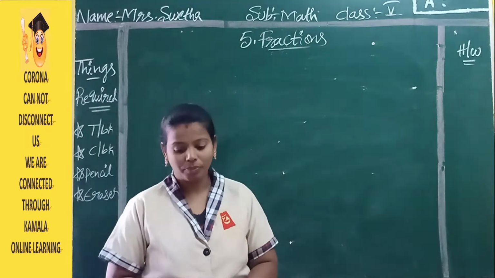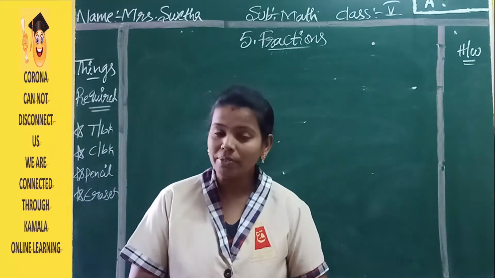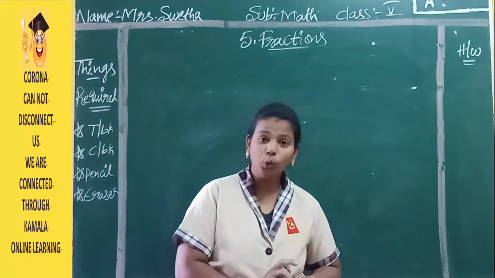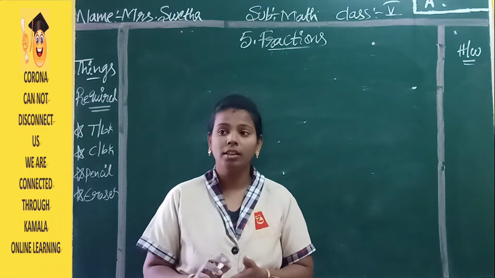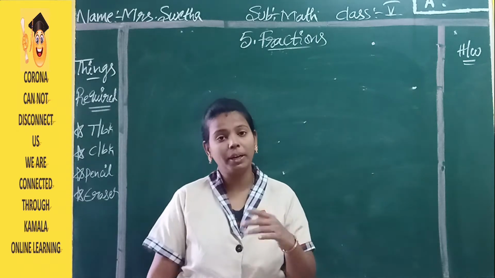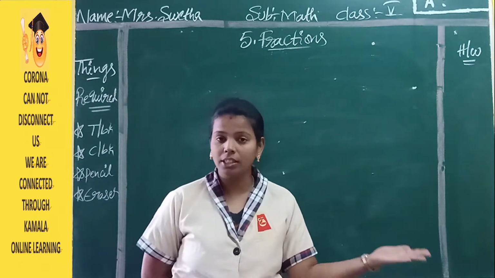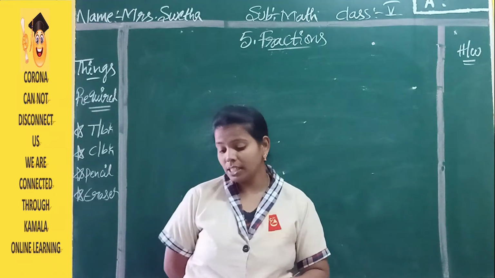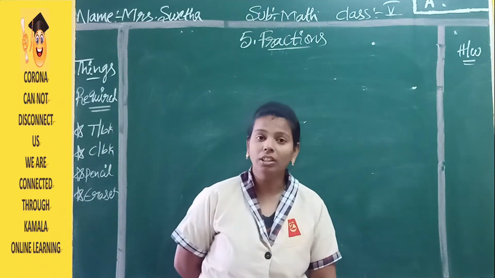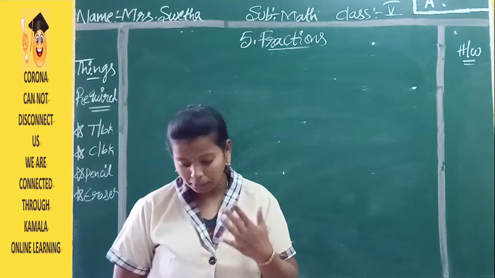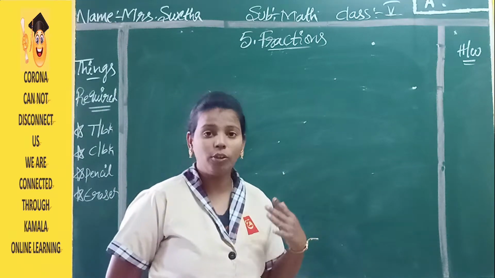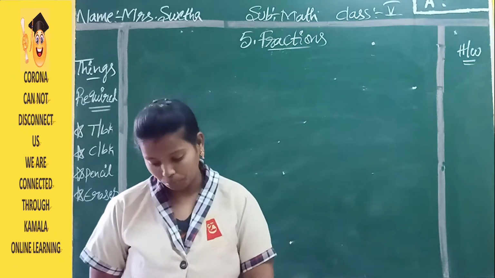Good morning, children. In the previous class we started the chapter on fractions, and we have completed 2 exercises. Addition and subtraction of fractions we finished in the previous exercise. Now in this exercise we will do multiplication of fractions. You have to do it in the simplest form.